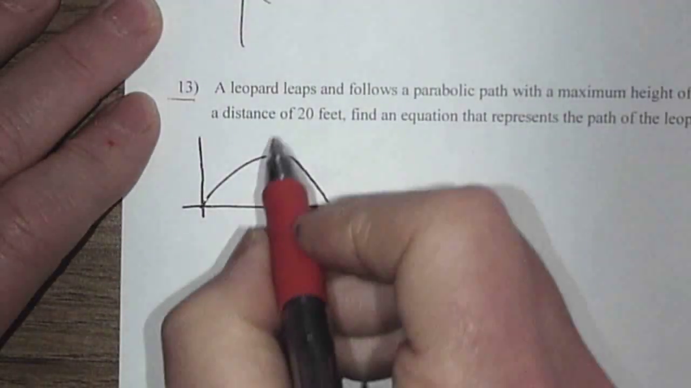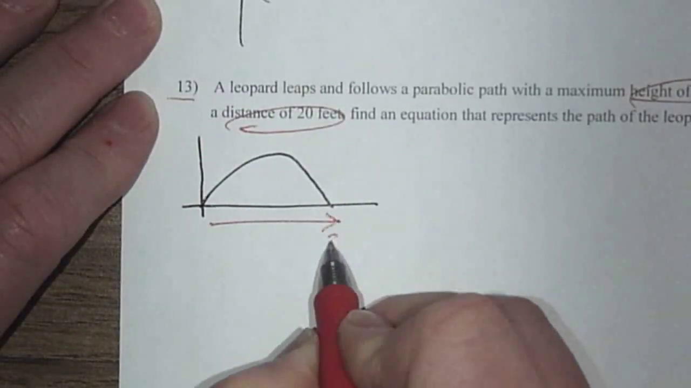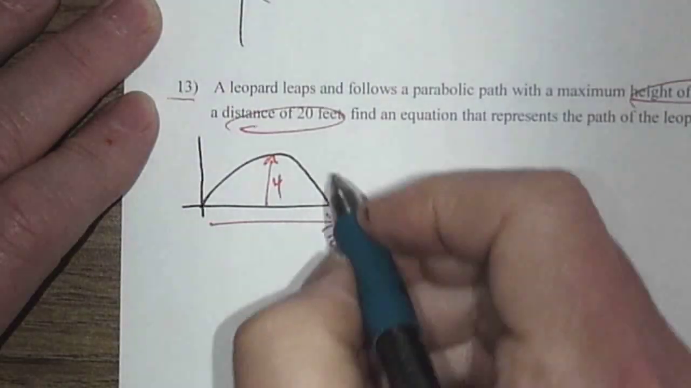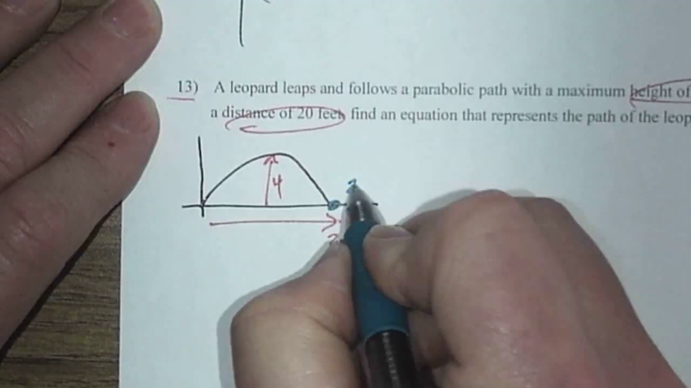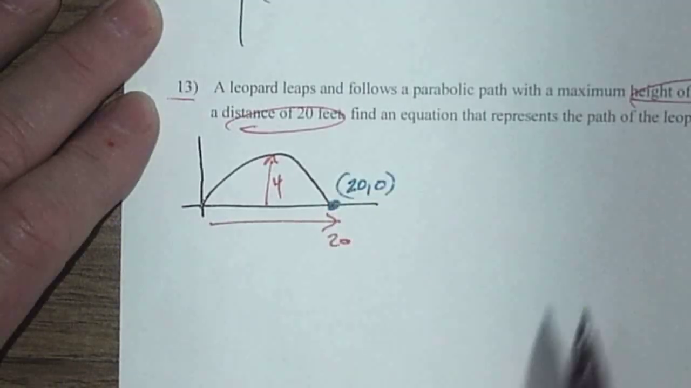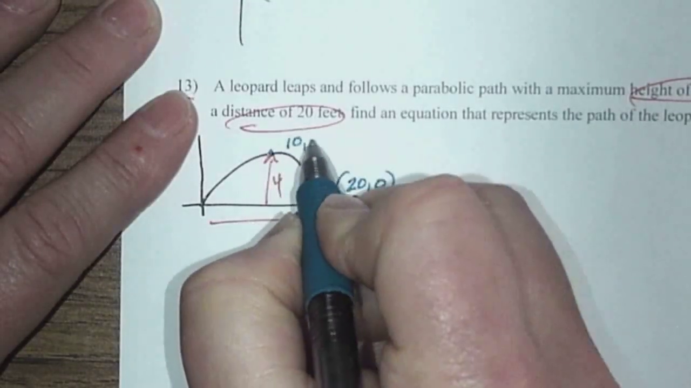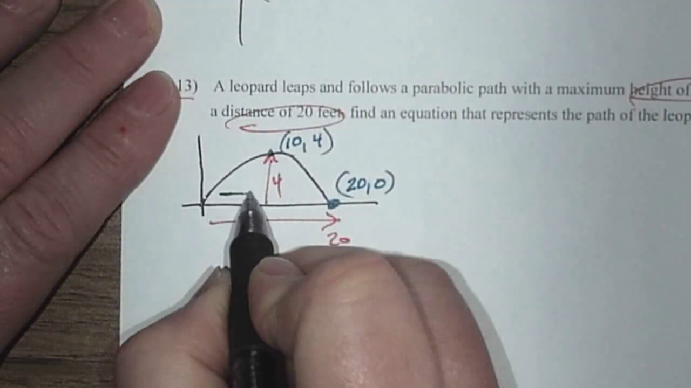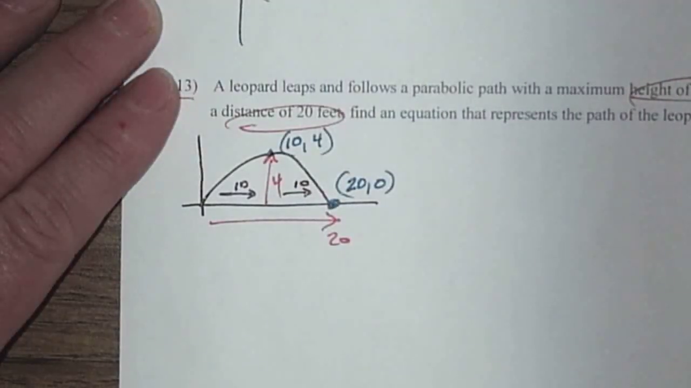Okay, here we go. A distance of 20 feet, maximum height of 4. That means this here is 20 and this here is 4. That means when it lands, it is 20 feet across and 0 feet high. But at its peak, it is 10 feet across and 4 feet high. What do you mean 10 feet across? Well, it goes 10 feet to get to its peak and then 10 feet to land, half of 20.